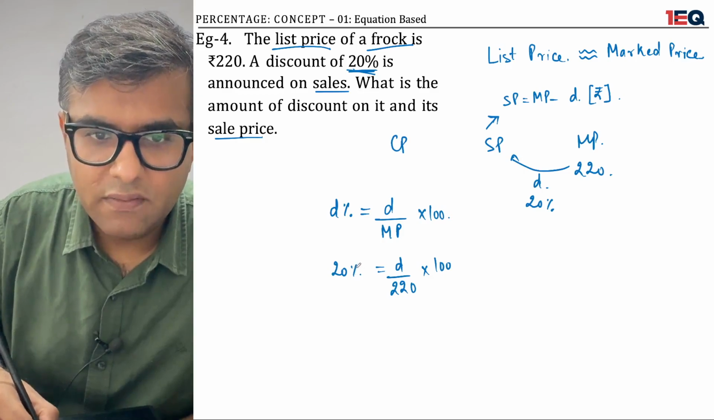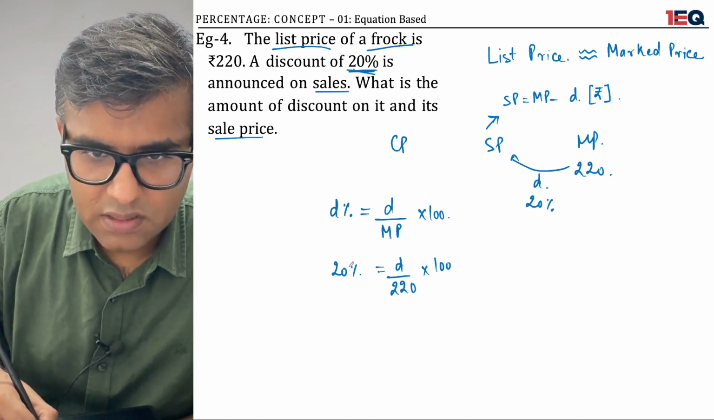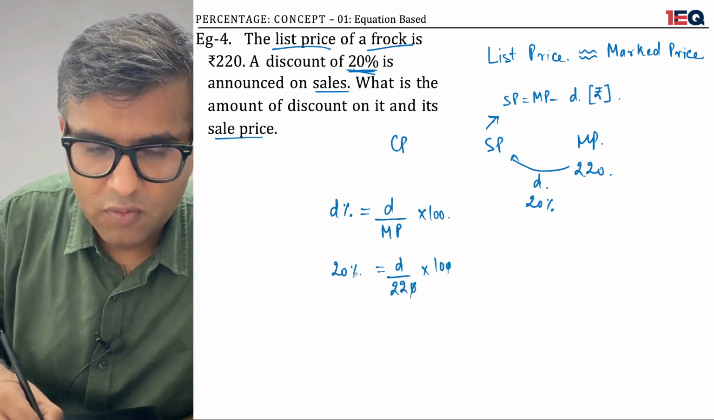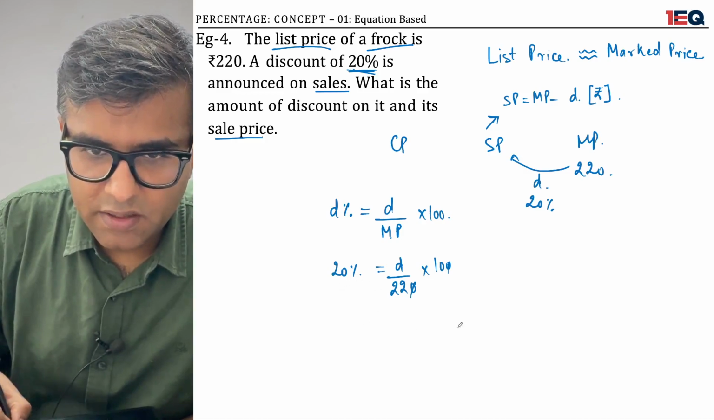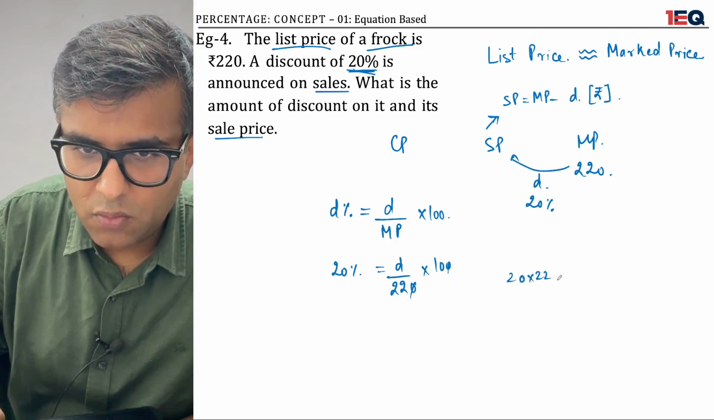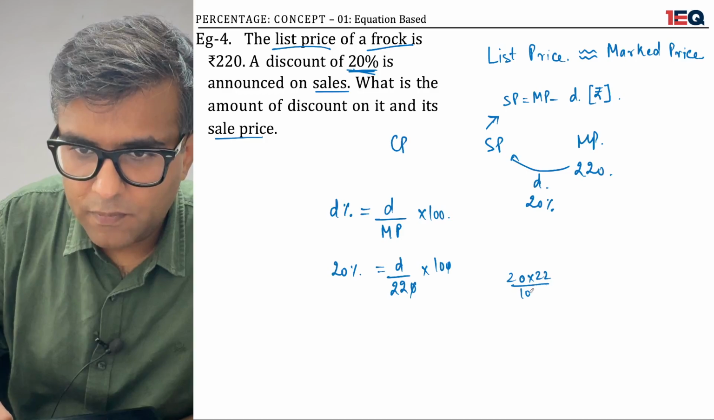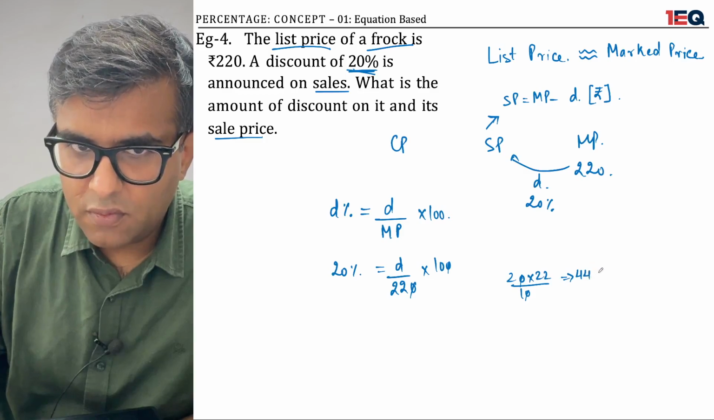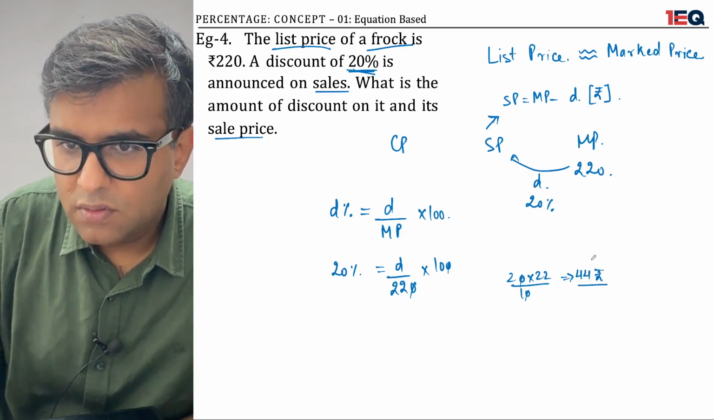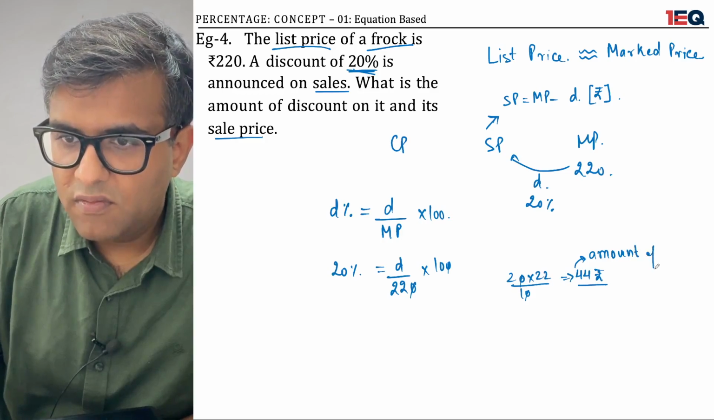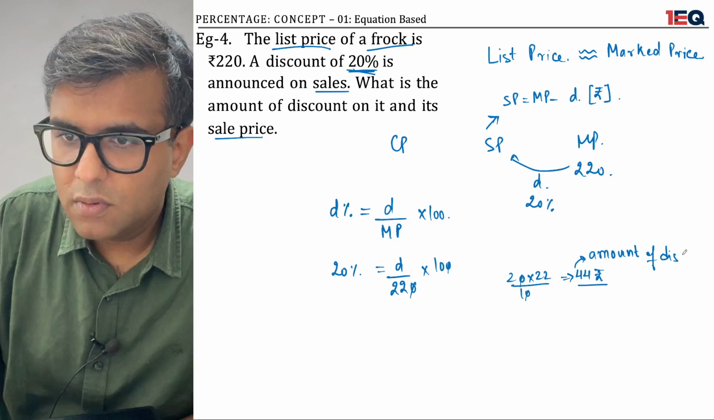I will cancel this 0 with 0, and to remove the percentage sign I would divide by 100 again. So 20 into 22 divided by 10 comes out to be 44 rupees. So 44 rupees is the amount of discount.